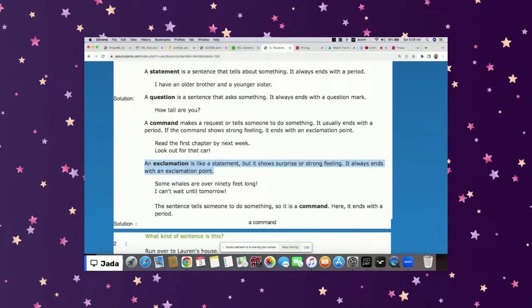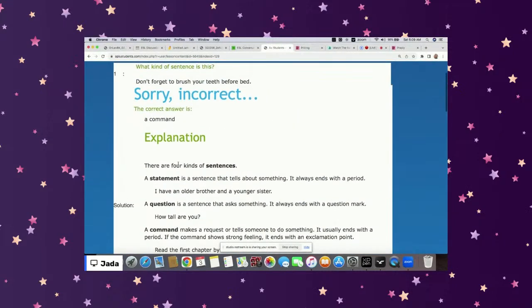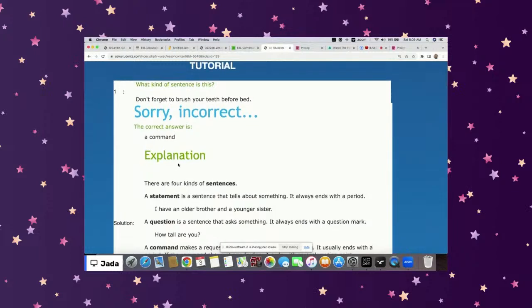But it shows a very strong feeling. So the exclamation shows a very strong feeling and it always ends with an exclamation point. All right, so that's it for statement, question, command, exclamation. So we'll look at the examples first and then we will go to the tests.